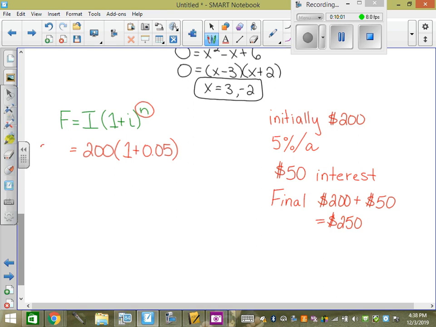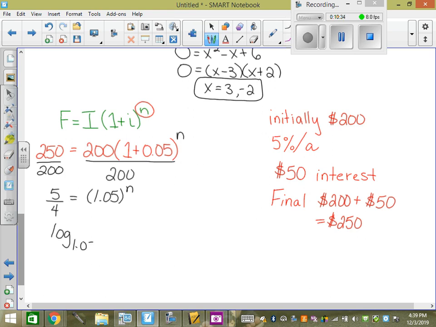So I do 250. Now I told you the very first thing you should always do then is divide that initial over. Oops, and they're asking how many months. So divide by 200, and I'm going to get it to reduce to 5 over 4, because I can take a 50 out of each, equals 1.05 to the n. Now I could y1, y2 it right now, but I can also just convert it to a log. So the base of my exponent, which is 1.05, becomes the base of my log. What's with it doesn't stay with it, so I'm going to get log base 1.05 of 5 over 4 equals n.